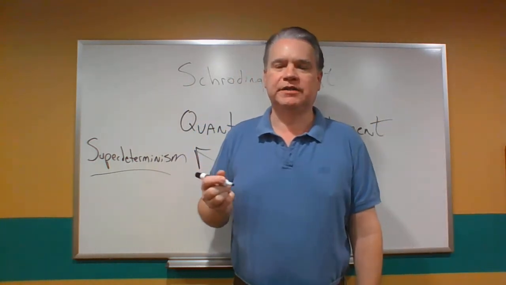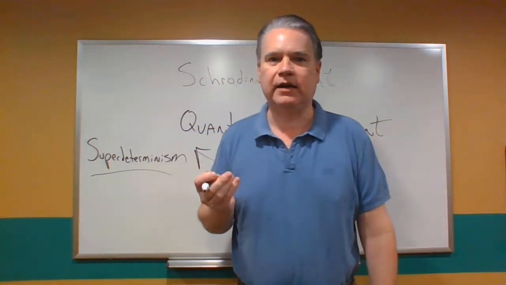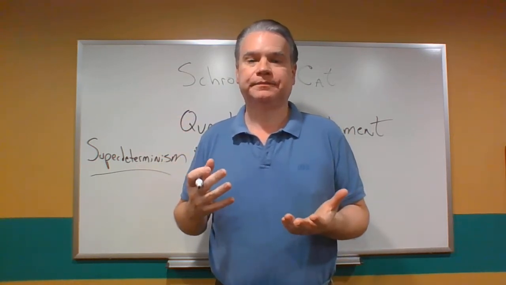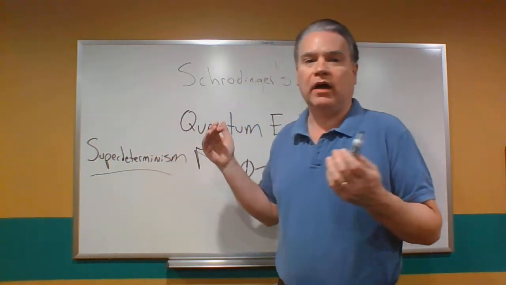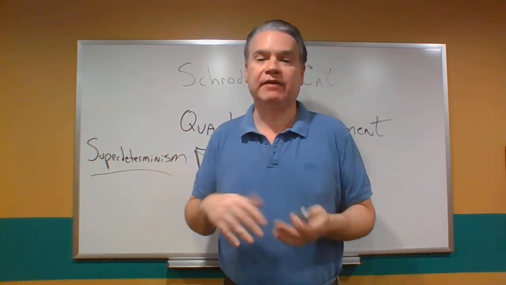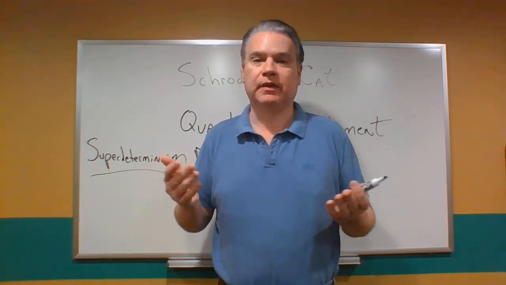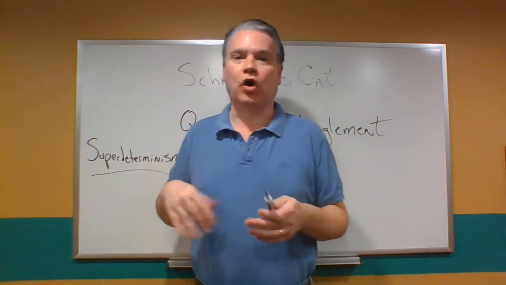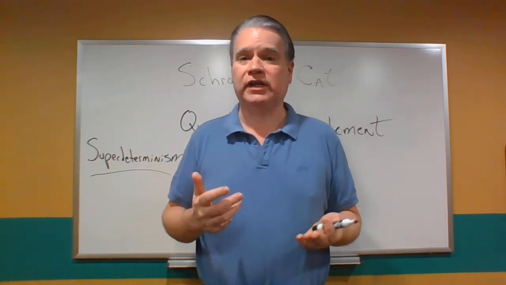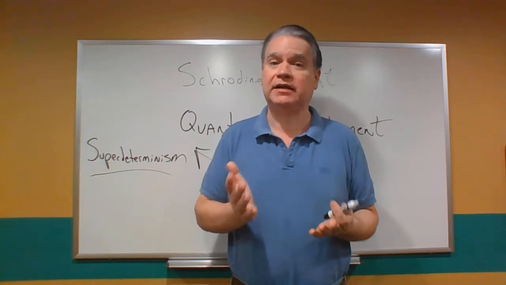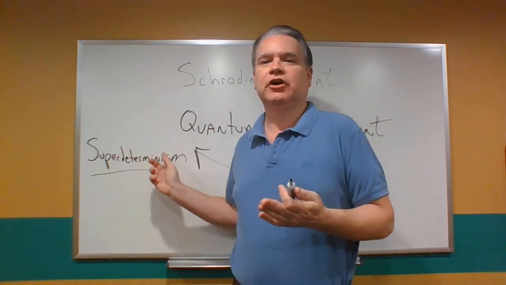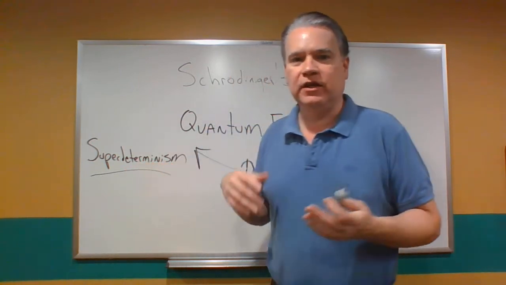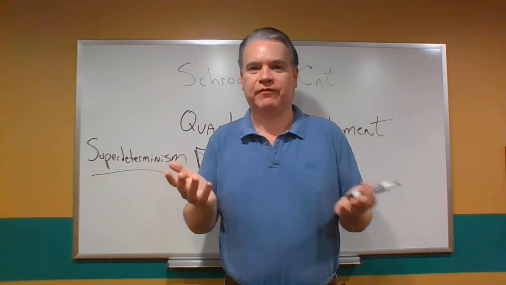Now, superdeterminism is the idea that at the moment of the beginning of the universe, the Big Bang itself, everything was predetermined. Everything that will ever happen in the universe, from the past, present, future, is fated to occur. It's all predetermined based on correlations established at the Big Bang itself. This is superdeterminism.